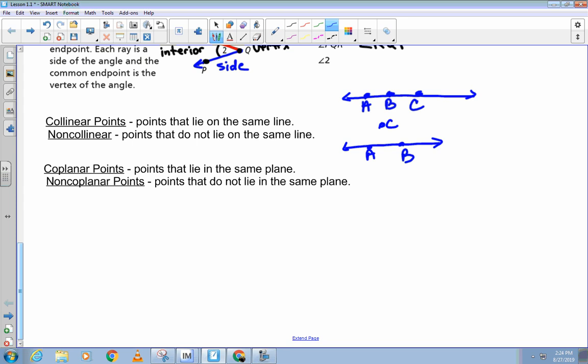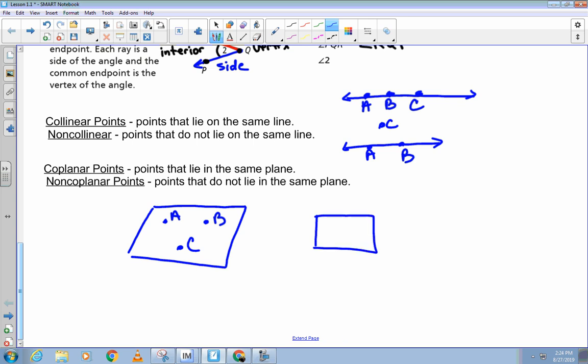Then you have coplanar. That's it. Coplanar. Now when you draw a plane, you typically do it slanted like a parallelogram. And coplanar would be 3 points that are in the plane. 3 points that are in the plane. Non-coplanar. Draw a blue box here. Kleenex box.